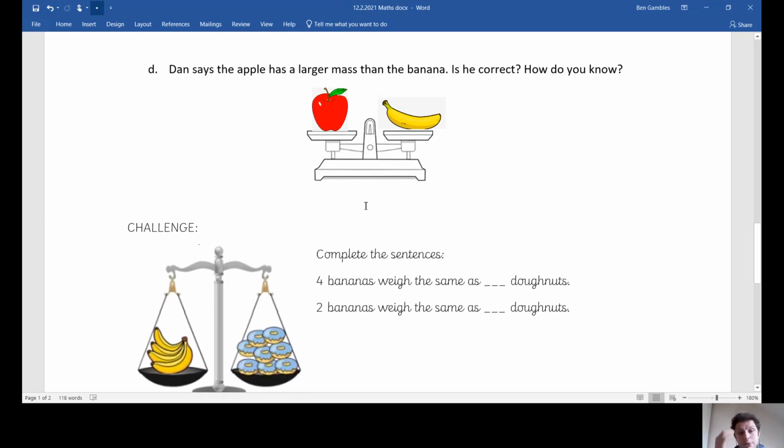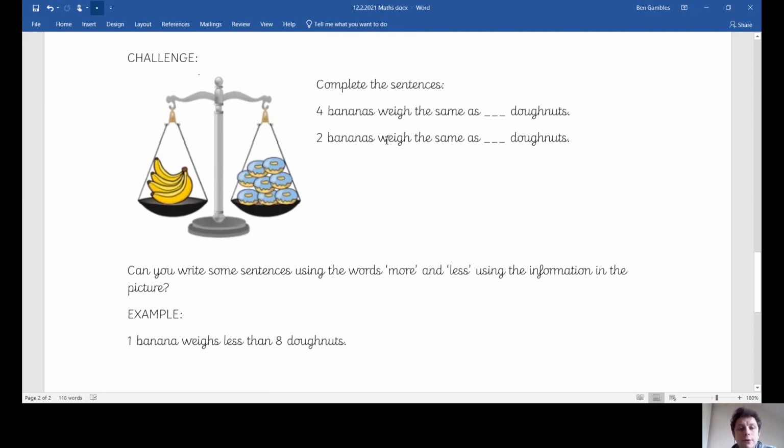Then we've got some apples and bananas. Dan says the apple has a larger mass than the banana. Is he correct? And how do you know? Well, look at that balance scale. What's it doing? Which one is heavier? And then finally, the challenge.